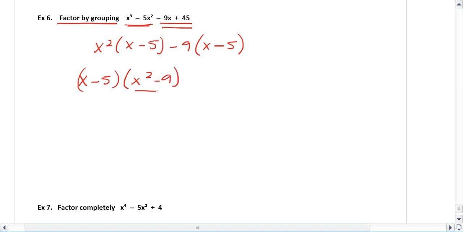And from Algebra 1, we recognize this is the difference of two perfect squares, and we can factor it further to x plus 3, x minus 3. So I don't know, maybe we need a little more practice in factoring by grouping.